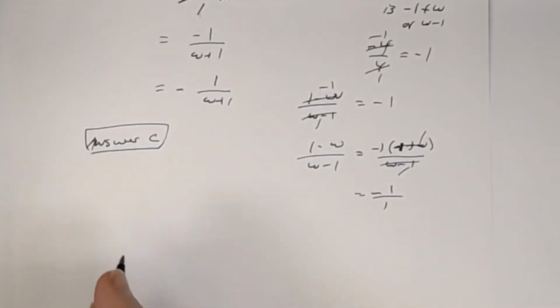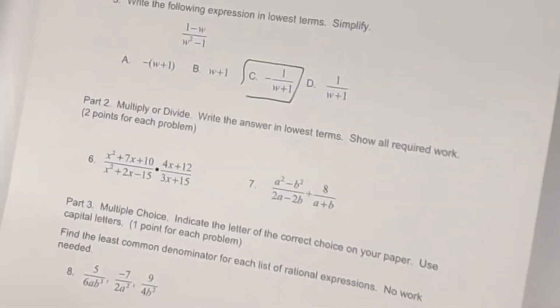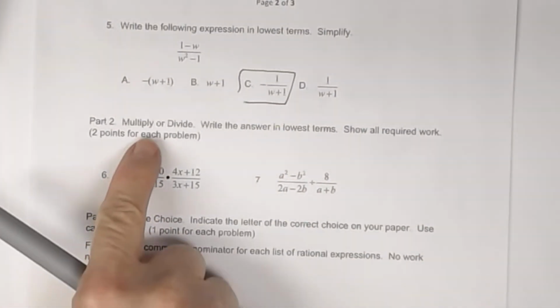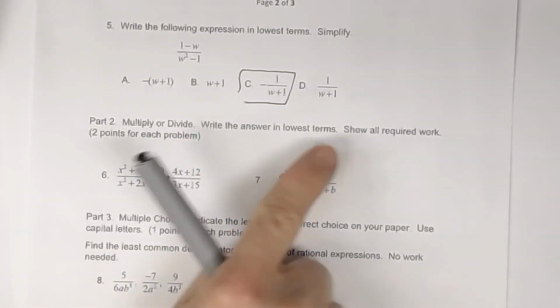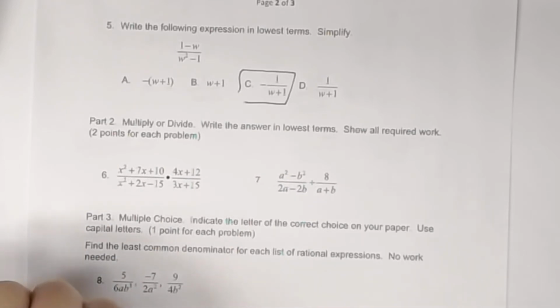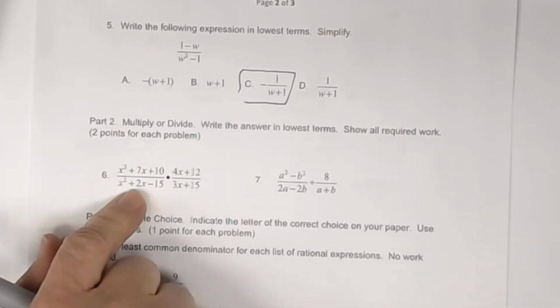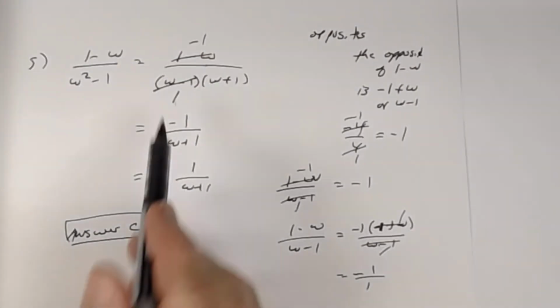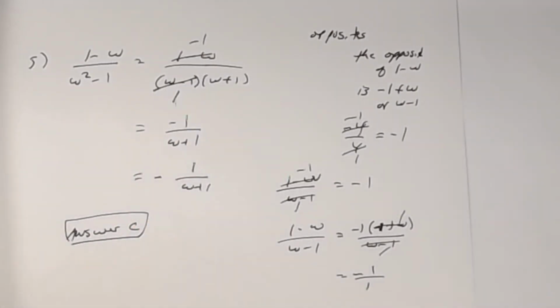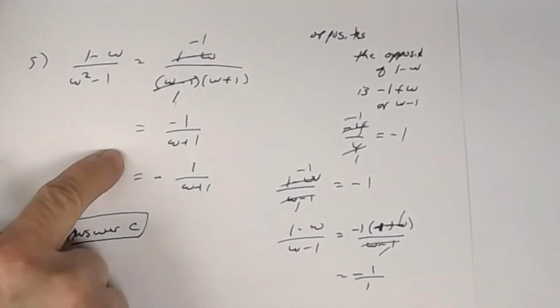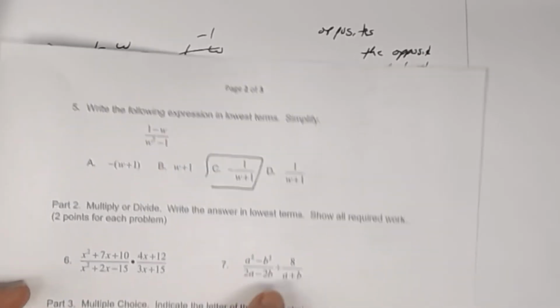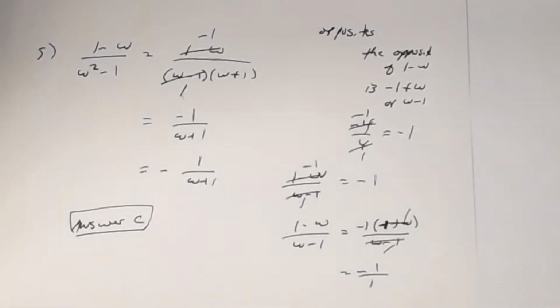Okay, number 6. Number 6 is actually part 2. And in part 2, you did have to show all your required work. Now it says show required work, so you know what I mean by that. First of all, you factor. And then secondly, you have to show me what's being reduced. You got to tell me how you're reducing. Now in the first 5, you didn't have to show any work. But in number 6 and 7, you did have to show work. So let's look at number 6.